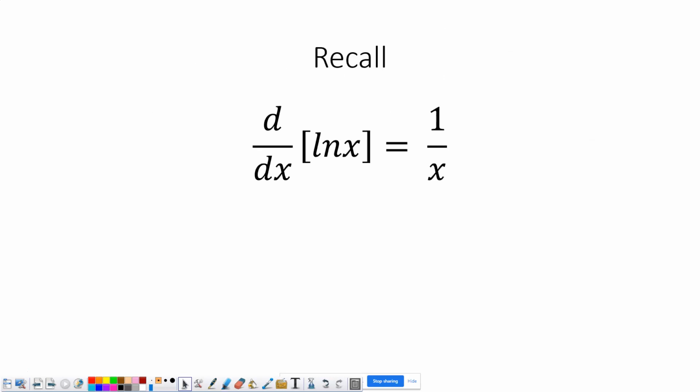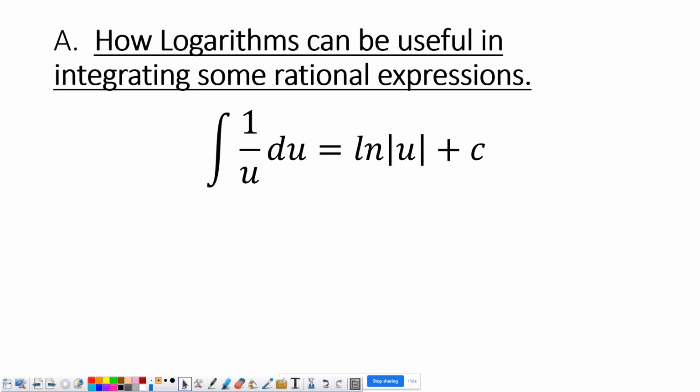Alright, so you guys remember this from Unit 1, that the derivative of ln is 1 over x. Well, today we're working backwards. We're going to integrate 1 over u, and that's going to give us ln of u. Now you got to be careful.